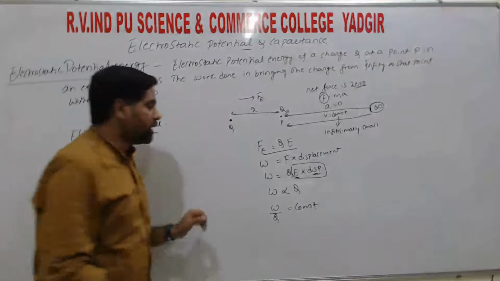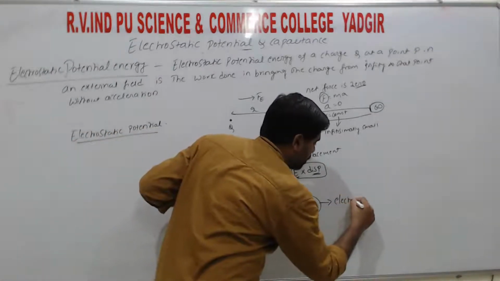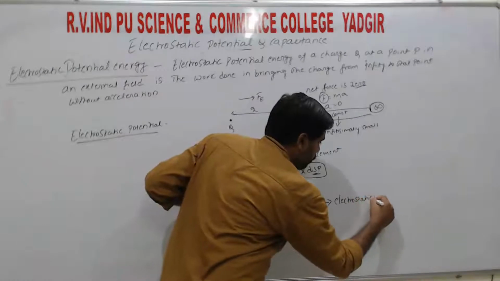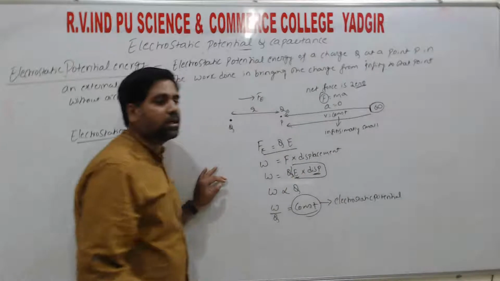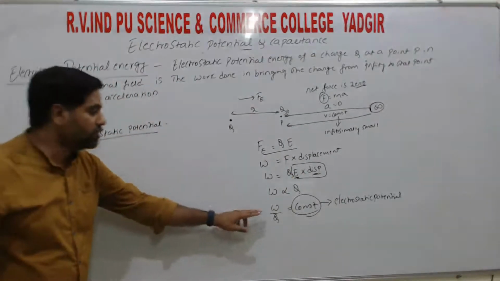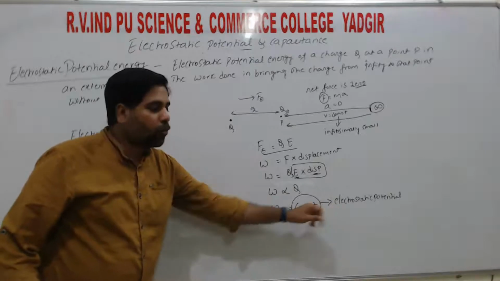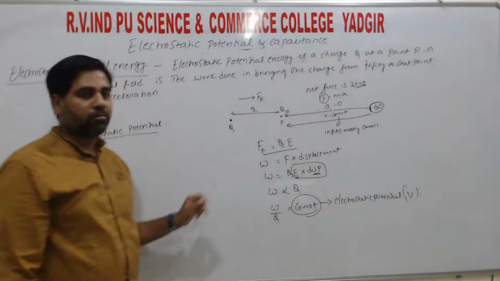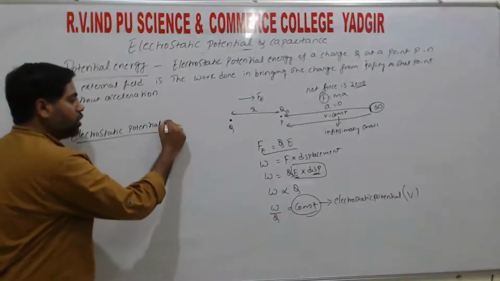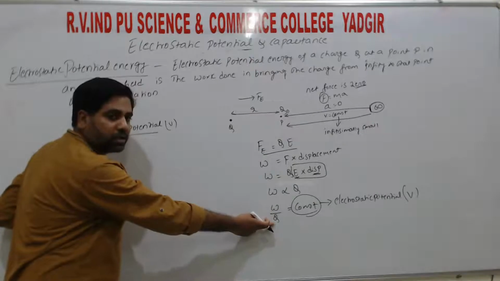So this constant we consider as the electrostatic potential. A new term is introduced here. That means work done per unit charge we call the electrostatic potential, and it is denoted by V. So electrostatic potential is defined as work done per unit charge.